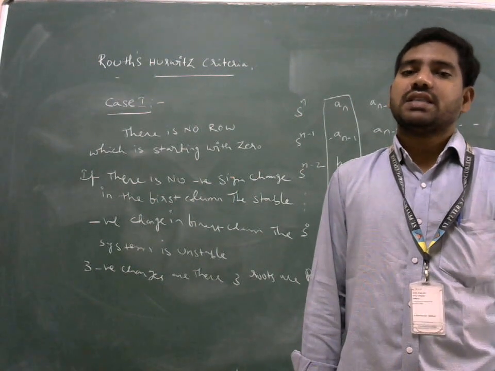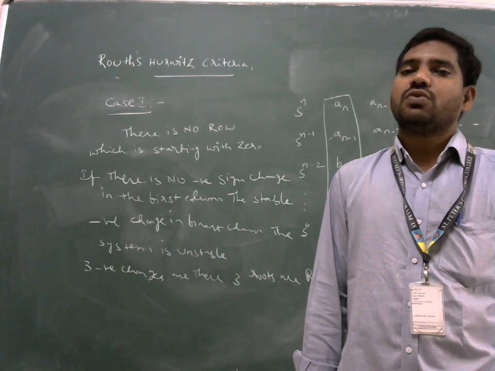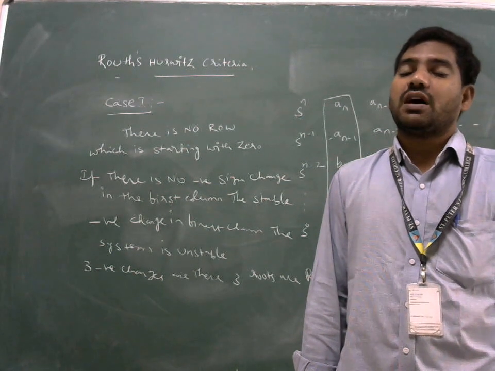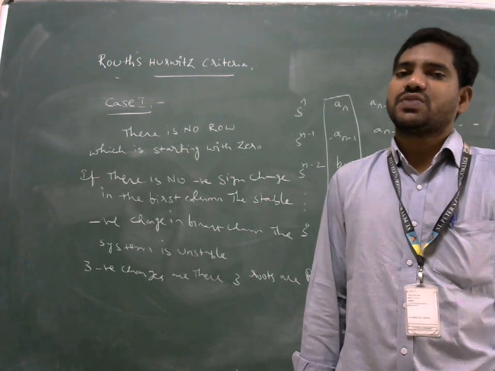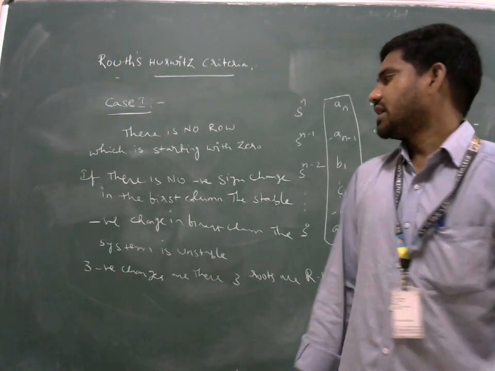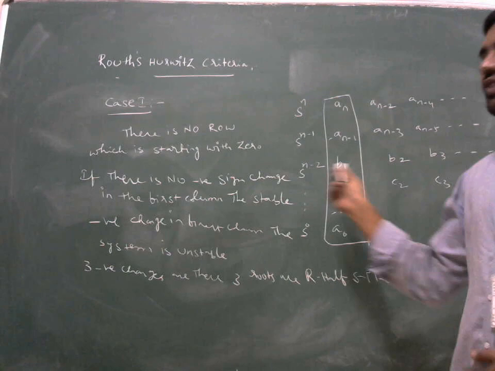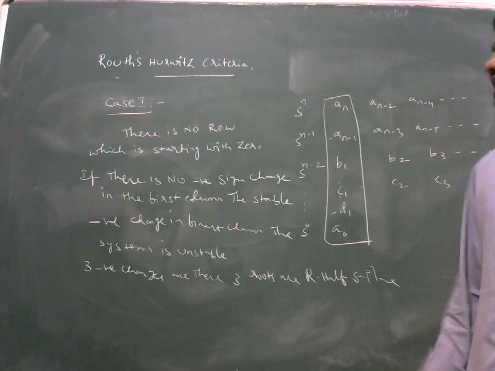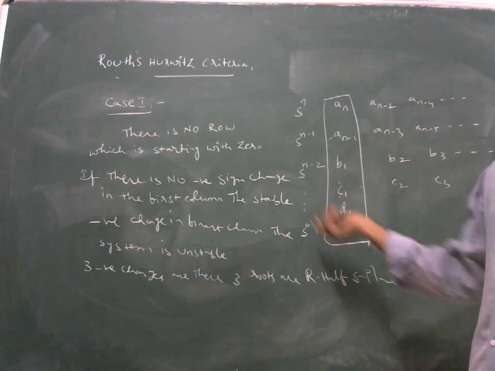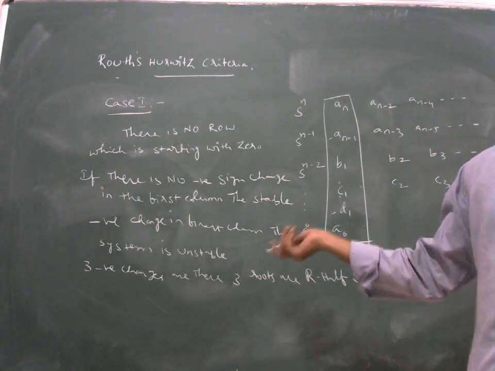If there are 3 sign changes, how many roots will be on the left half of S plane? How many roots are on the right half of S plane? 3 roots are on the right half of S plane. If there is a sign change, that means compulsorily it will be on the right half of S plane, right? If there is a sign change, definitely the system is unstable.